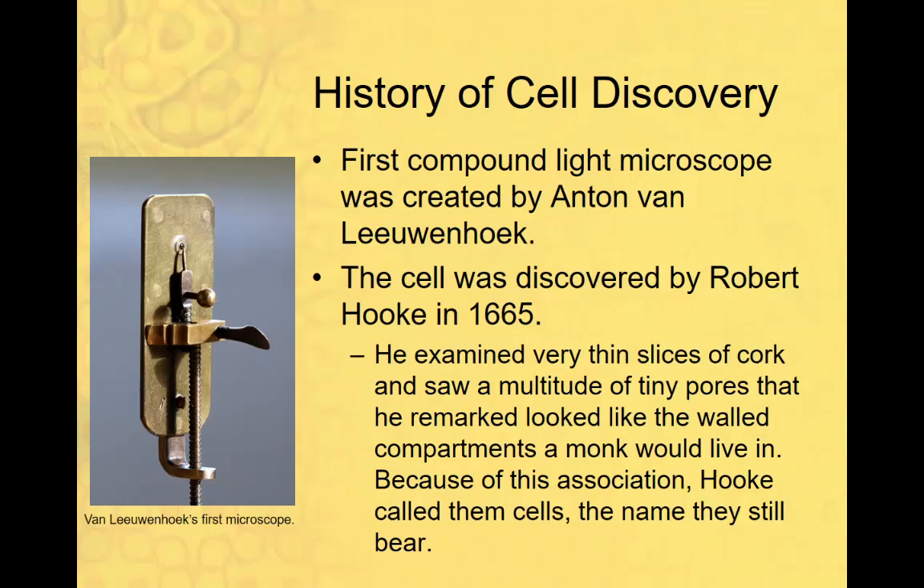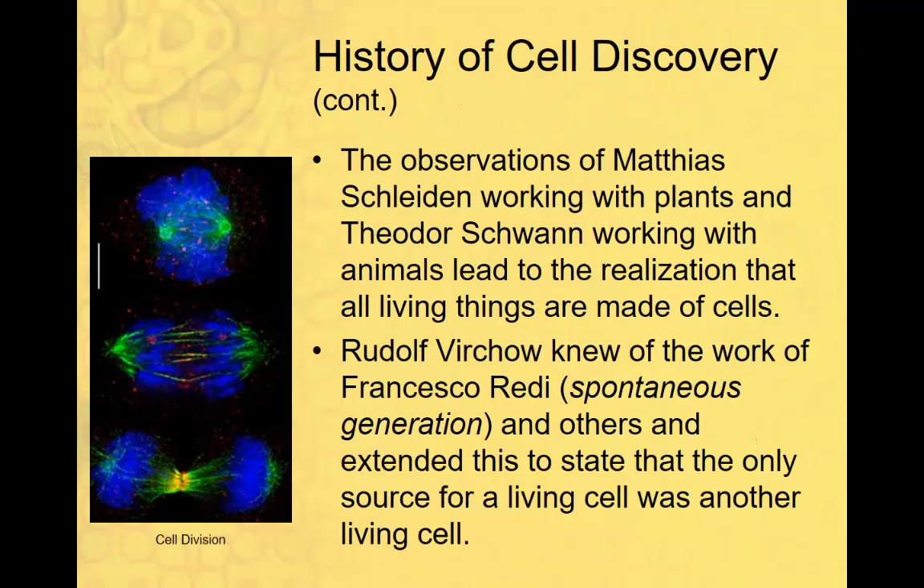Okay. All right. So, there's a whole series of interactions with a whole bunch of different people that lead to all of this happening. But these are the key people that we want to take a look at. The observations of Matthias Schleiden working with plants and Theodor Schwann working with animals leads us to the realization that all living things are made up of cells. But they tended to argue about how cells came about, whether they came from other pre-existing cells or they just appeared through a process of something like spontaneous generation.